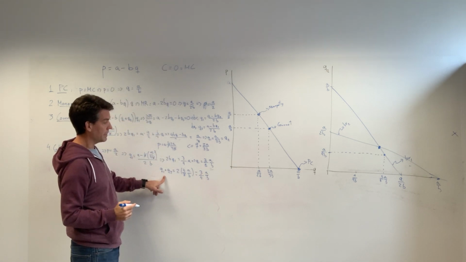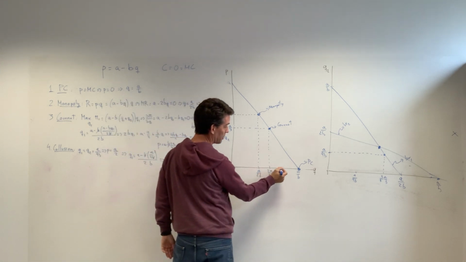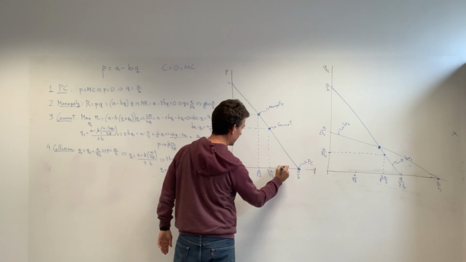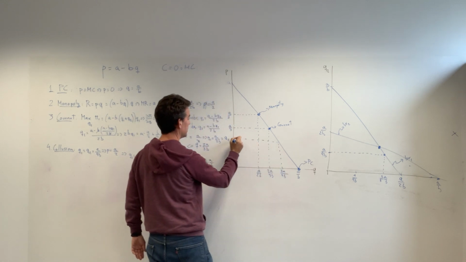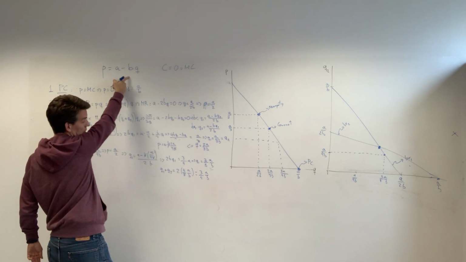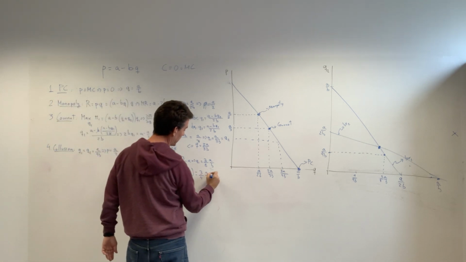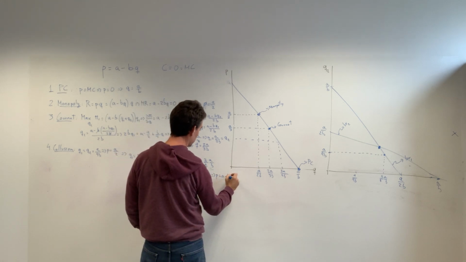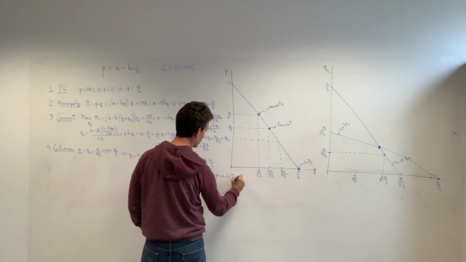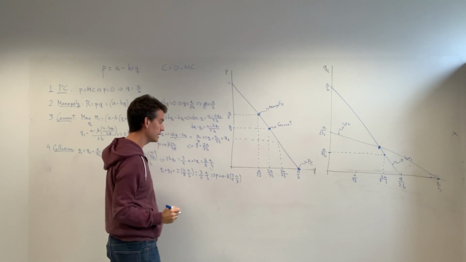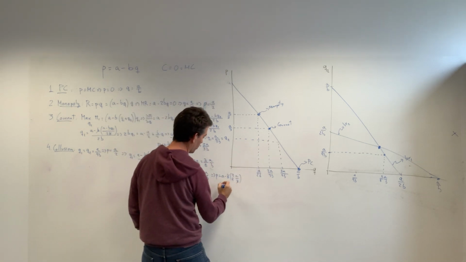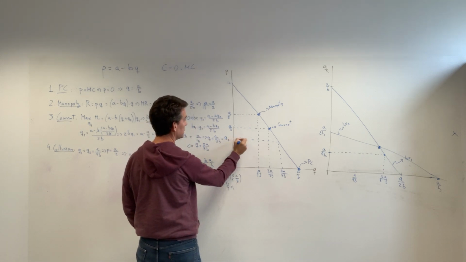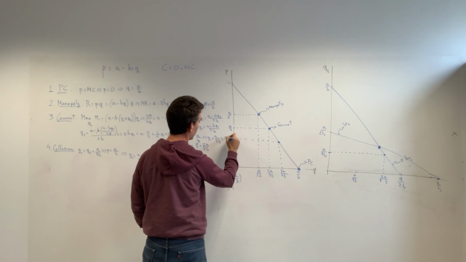Well, the total quantity is 3/4 of A divided by B, which is going to be something around here: 3A divided by 4B. And as a consequence, when the total quantity is 3/4 of A divided by B, the price is going to be even lower. So the price is going to be equal to A minus B multiplied by 3/4 of A divided by B. Again, as always, the B's cancel out, and we have that the price equals 1/4 of A. So this point here is 1/4 of A.